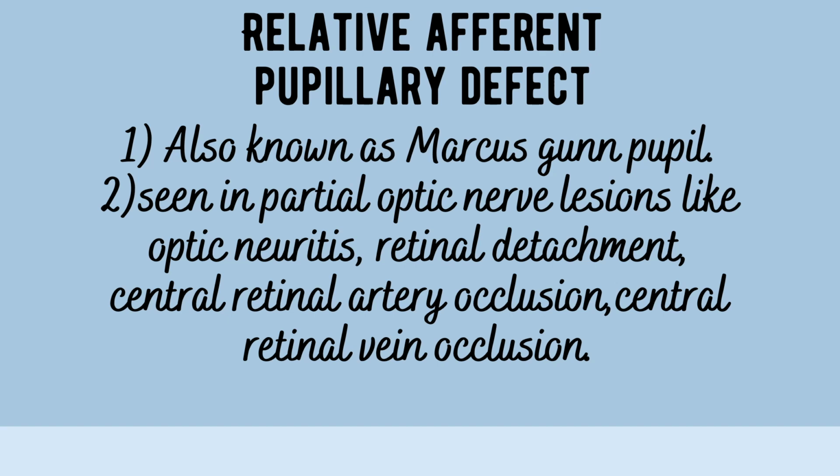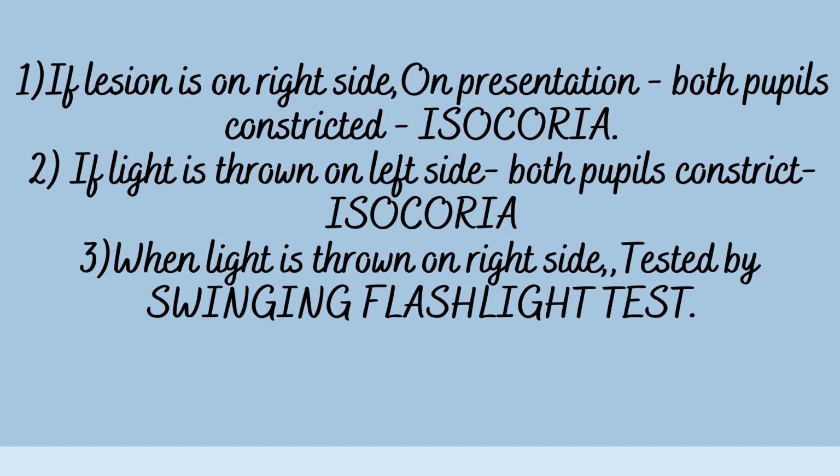What will happen here is, because of partial optic nerve lesions, the affected optic nerve will easily get fatigued. For example, if the lesion is on the right side, on presentation both pupils will be constricted, isochoria, as the person will come in daylight to the OPD. Both pupils are a little bit constricted and of the same size. Now if you throw light on the left side, which is the normal side, both pupils will constrict, isochoria, because that is the normal optic nerve.